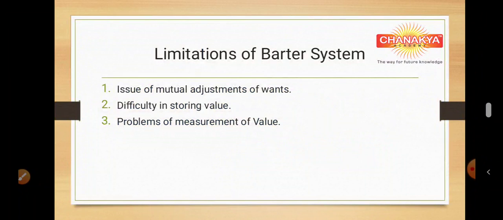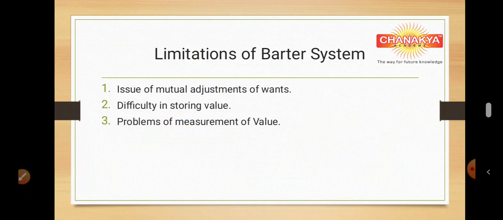Now, by now you know the meaning of the barter system. If I want rice and the other person wants wheat, and we both have the things in excess, then we can exchange it. But are there any limitations of this barter system?